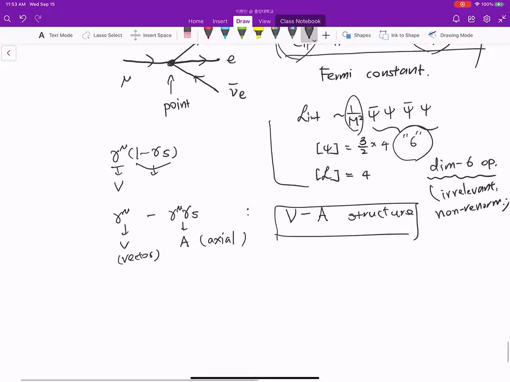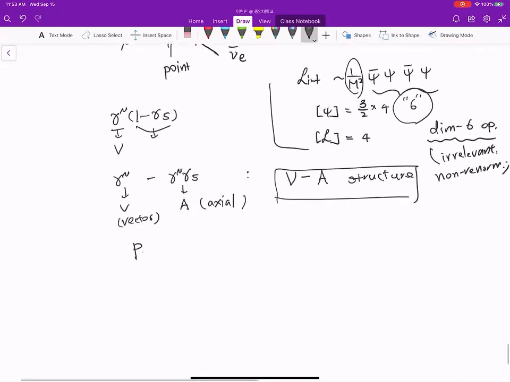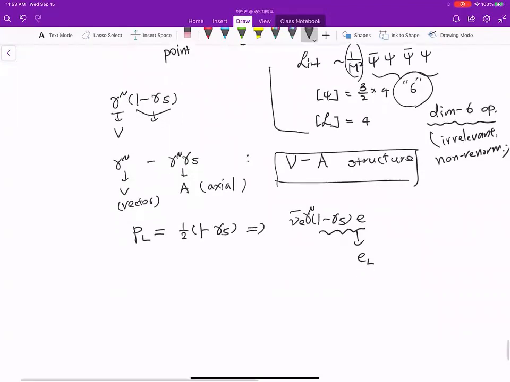And also, we learned that this is the projection operator. So because of that, you see electron, 1 minus gamma 5, neutrino bar projection operator. So this projects onto the left-handed electron. So the left-handed electron participates in this interaction. We must have a structure.